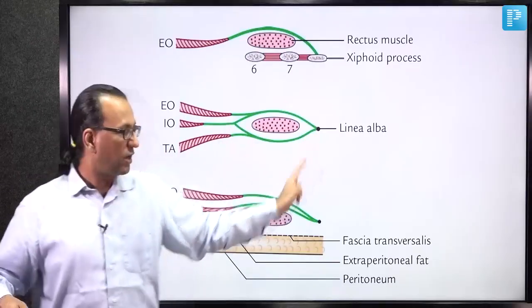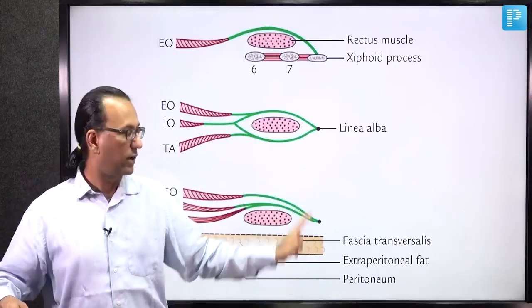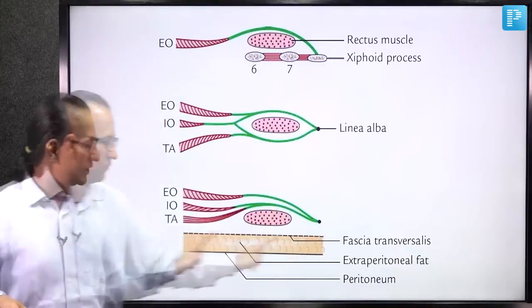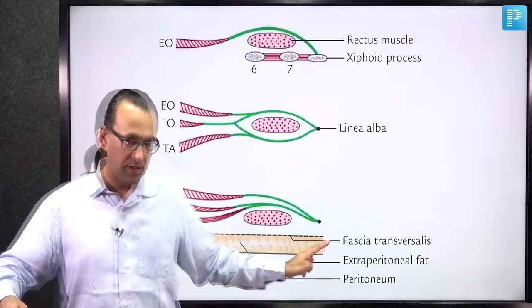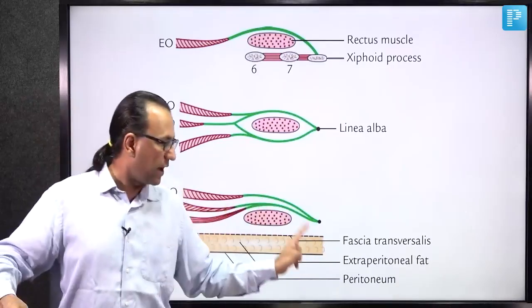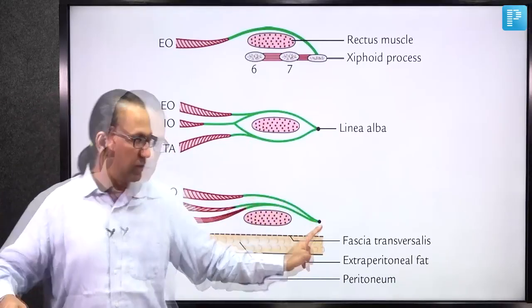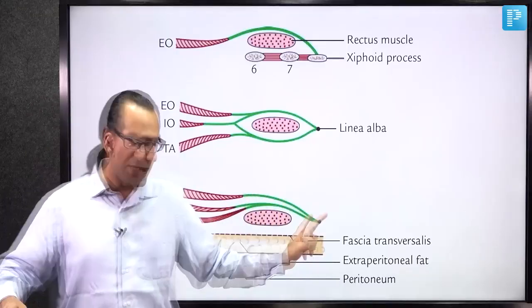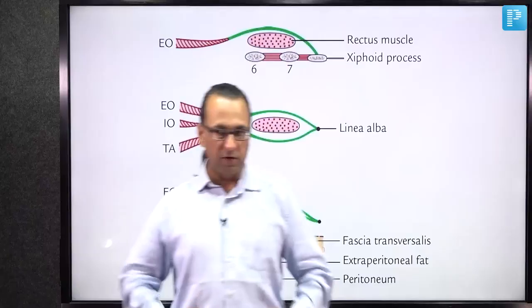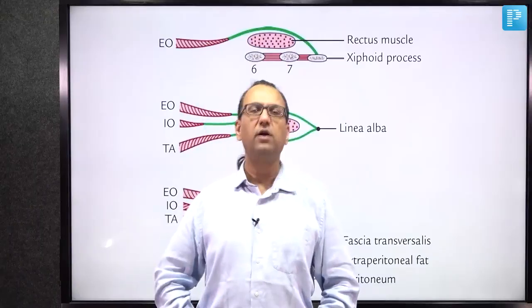Now in the lower part of the abdomen, below the arcuate line, you'll find the rectus abdominis muscle is lying directly on the deeper fascia, which is the fascia transversalis. All the muscles, whether external, internal, or transverse abdominis, contribute anterior to the rectus abdominis muscle. So the rectus sheath is present only anteriorly, and the posterior layer of the rectus sheath is missing in the lower part of the abdominal wall, below the arcuate line.